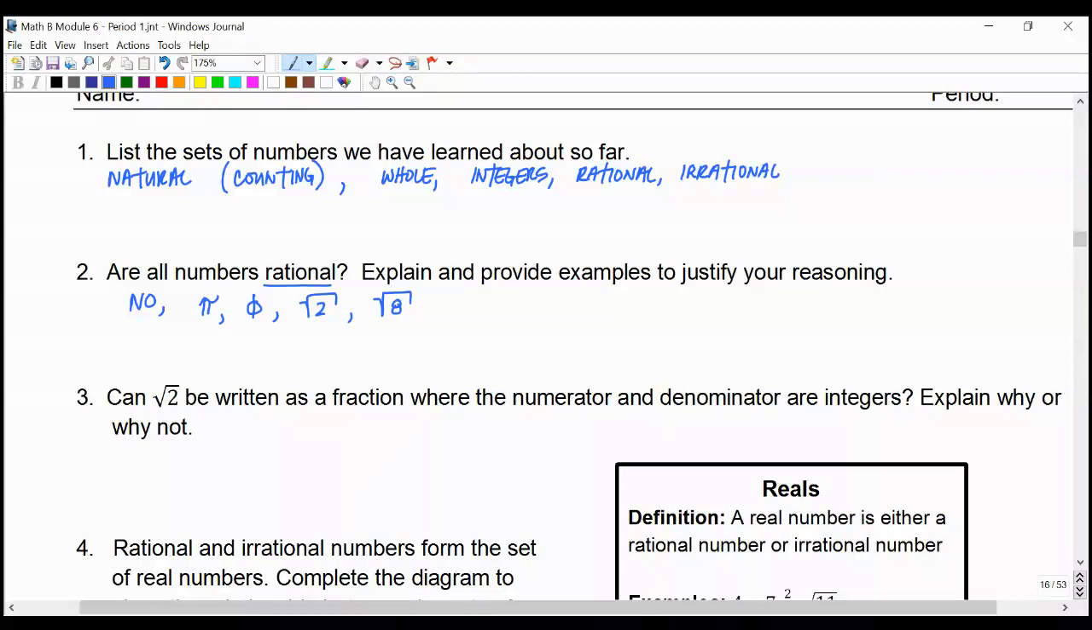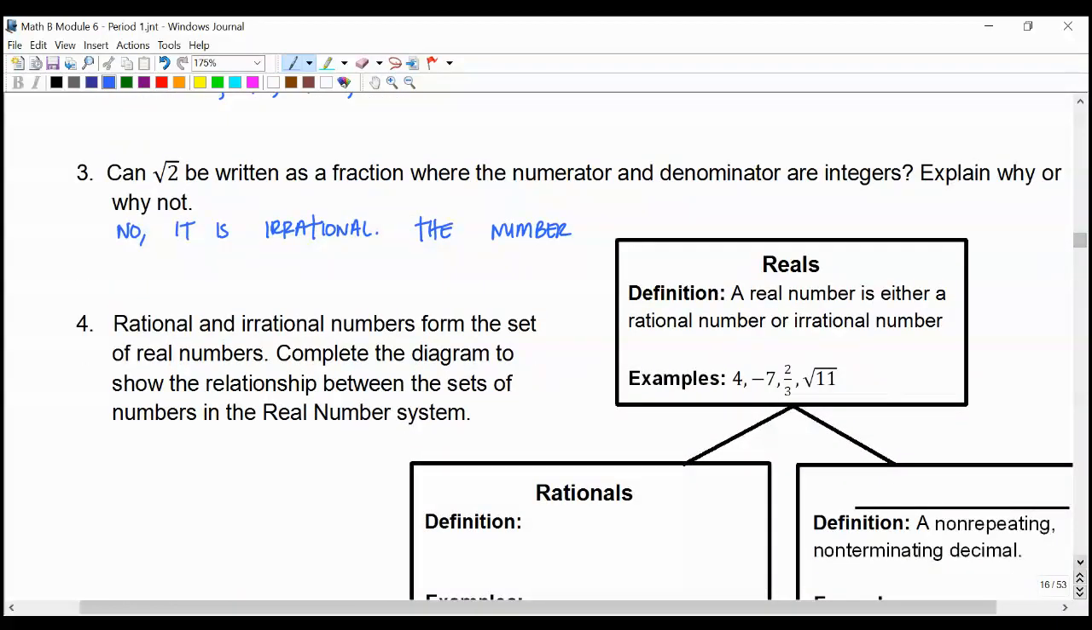Number 3 says, can the square root of 2 be written as a fraction where the numerator and denominator are integers? And we'll say no. It is irrational. Also say the number or decimal does not repeat or terminate.